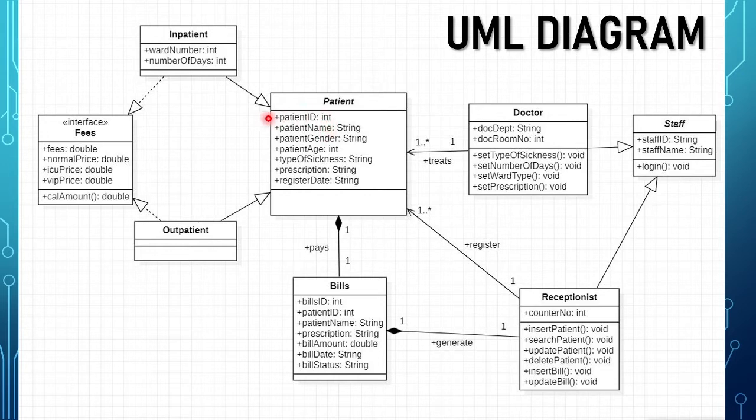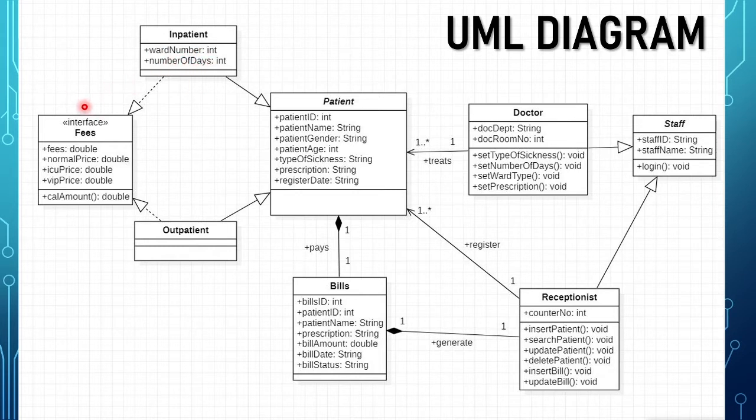Patient has the following attributes: patient ID, patient name, patient gender, patient age, type of sickness, prescription, and registered date. Patient is an abstract class. Inpatient and outpatient are derived from patient, which means that inpatient and outpatient have the same attributes as the patient, because the patient has an inheritance relationship with inpatient and outpatient. But the inpatient has its own specific attributes, which are ward number and number of days.